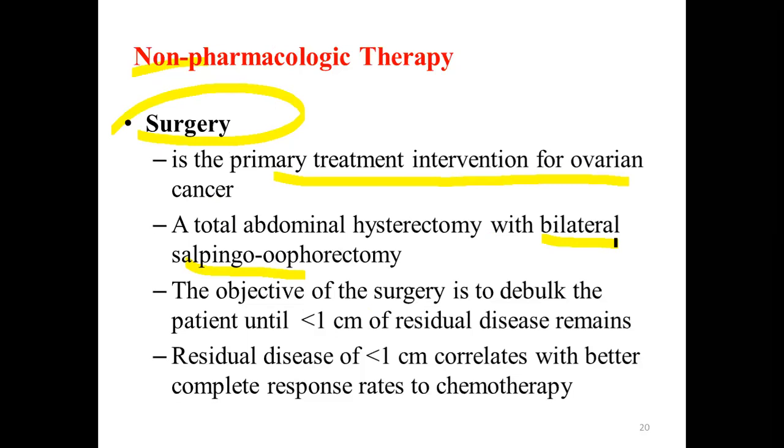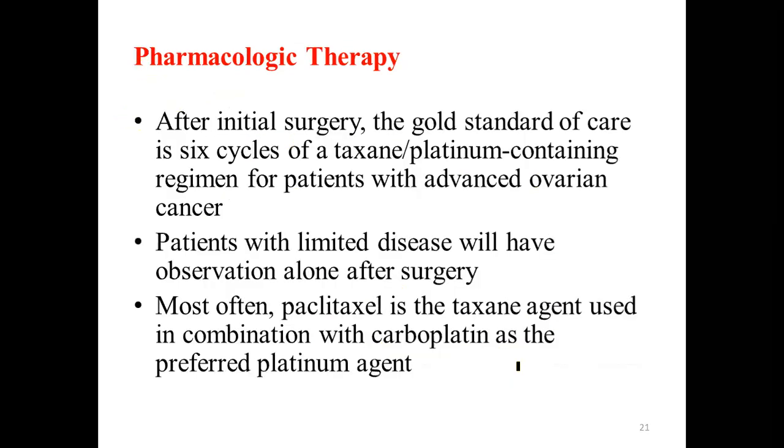Then remember, the objective of surgery is debulking of the tumor until less than 1 centimeter of residual disease remains. When there is residual disease of 1 centimeter or less, there's a correlation between a tumor of less than 1 centimeter and a better complete response to chemotherapy. That is why they do debulking. Then after that, they start chemotherapy in order to achieve complete response in ovarian cancer.